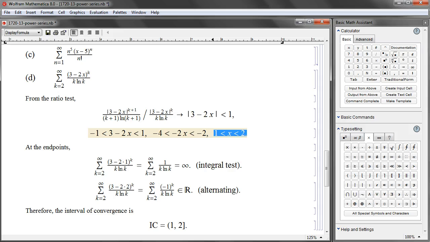At the endpoints, we have to test them manually. When x is equal to 1, what do you get? We have 3 minus 2 to the k power, so we just have 1 in the numerator. We have this positive series, and the integral test applies, and we have divergence toward infinity. What if we plug in x equals 2? Then the numerator will be 3 minus 4 to the k power, so we end up with an alternating series here. And the absolute value goes down to 0.